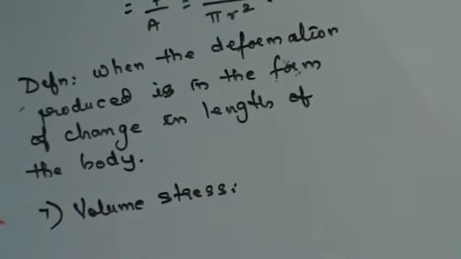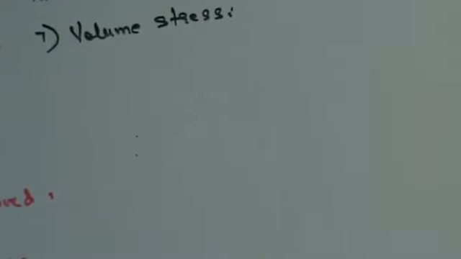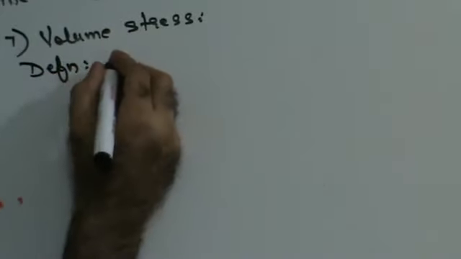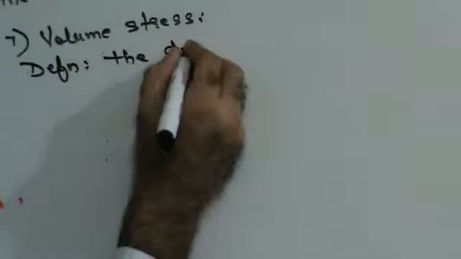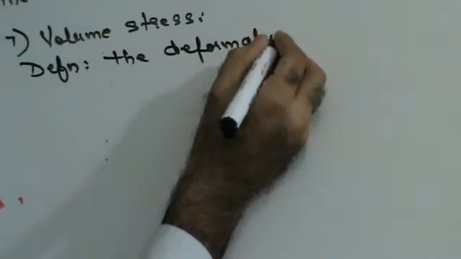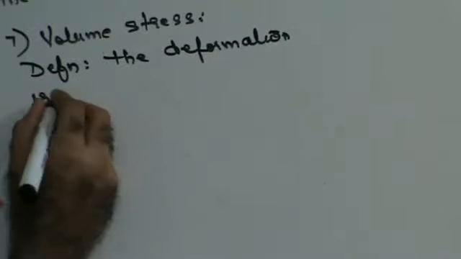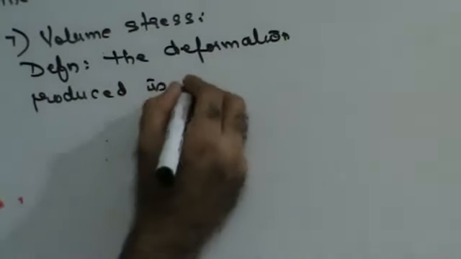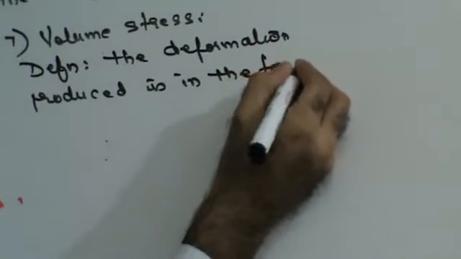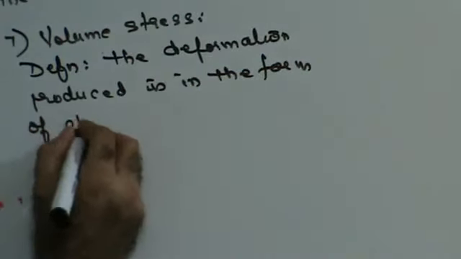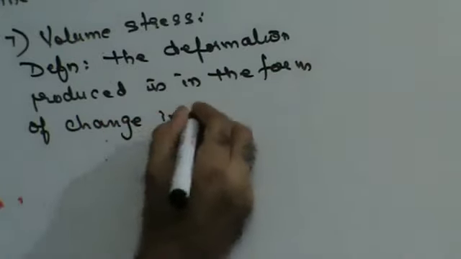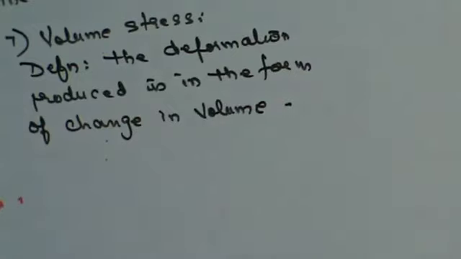Like in the case of tensile stress, the force brings about a change in the length of the body. Here, the force brings about a change in the volume of the body. Right? Definition: what is volume stress? The deformation produced is in the form of change in volume. If the deformation produced is in the form of change in volume, then the stress is called volume stress.